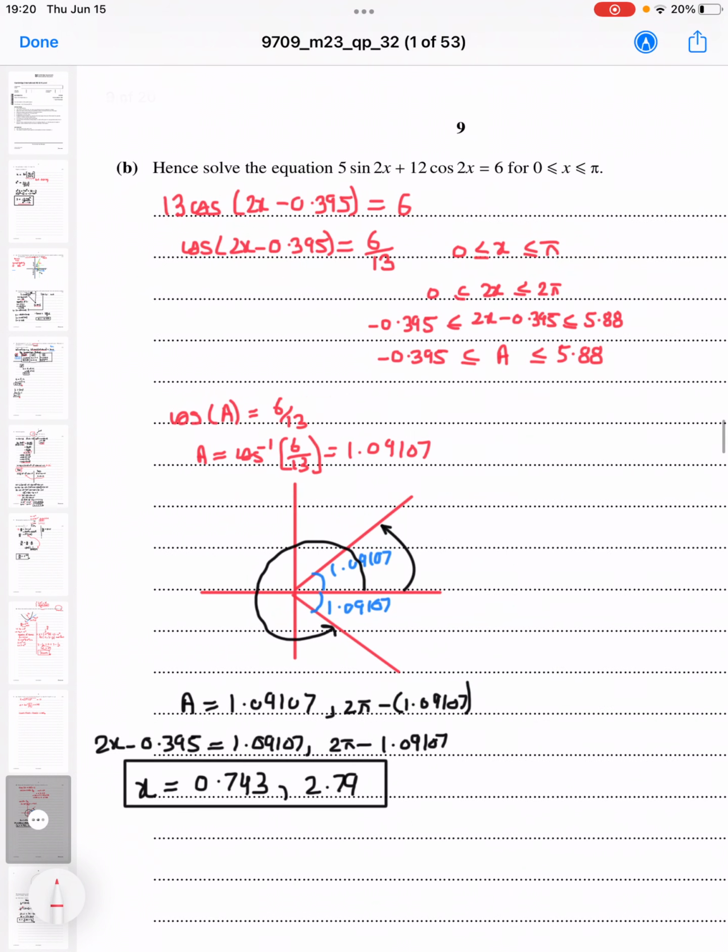Now we will solve the equation sine x plus cos x equals 6, but with 2x. So we just have to replace x with 2x. So 2x over here and over here we have a 6, and we just need to solve a simple trigonometric equation by changing the domain, because the domain has been changed. So the final answer is 0.743 and 2.79.